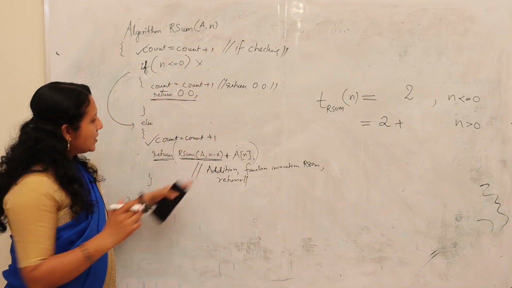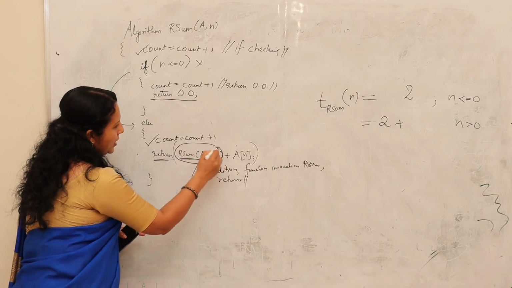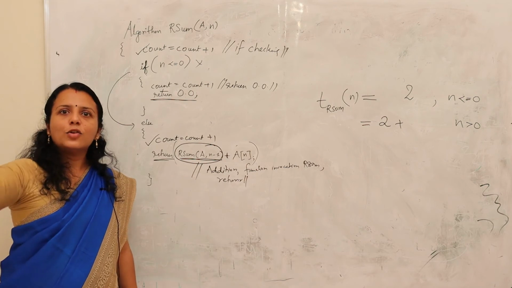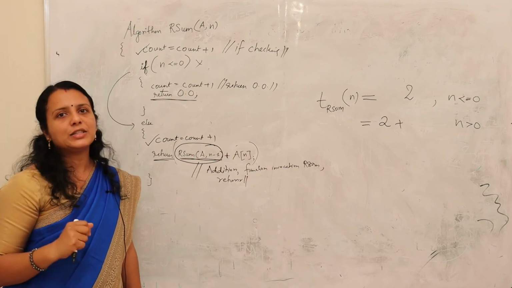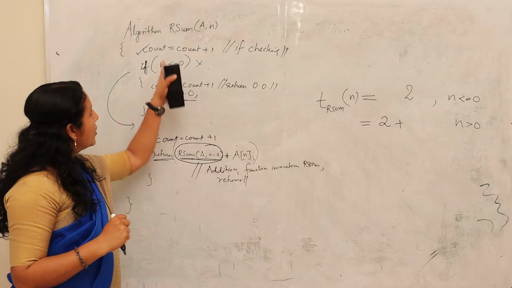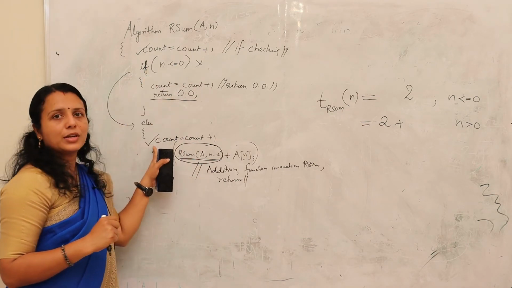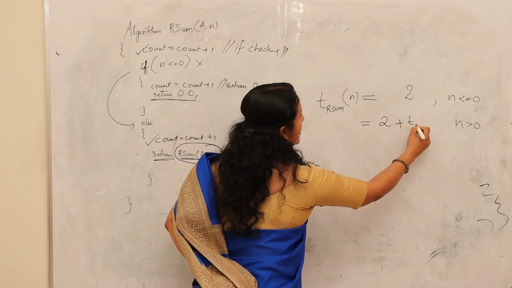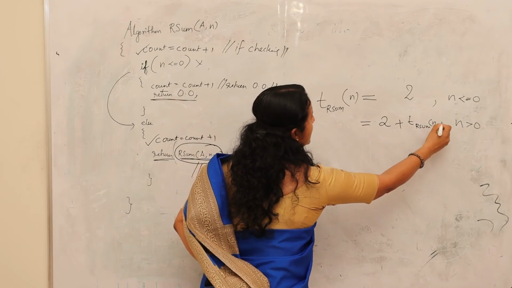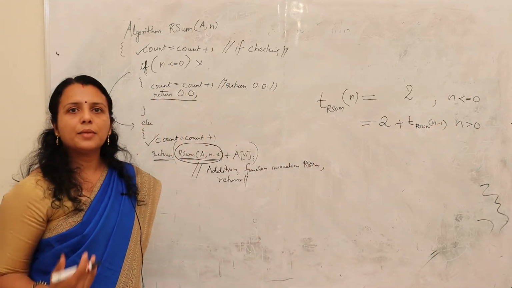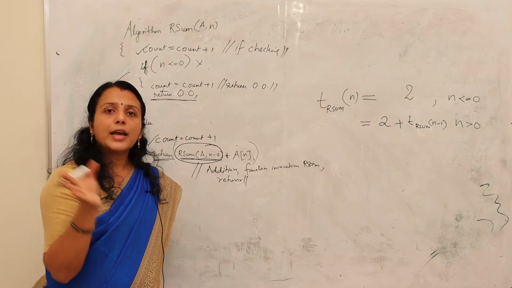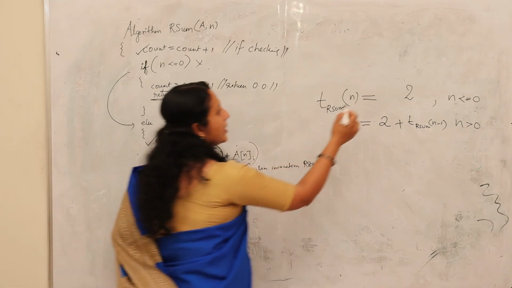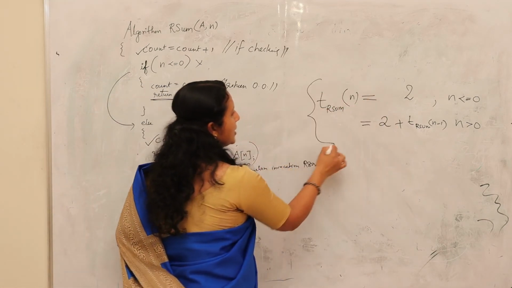Okay, and now in the else block what is happening? You are invoking the function for n minus 1 elements also. So next it will go and do the same procedure for n minus 1 elements. So again this 2 will occur, this count incrementation, this count incrementation, isn't it? So it depends upon the time spent for RSUM n minus 1, the additional time that is needed for calculation of T RSUM n minus 1. Okay, so this is the recurrence relation. This is known as recurrence relation.